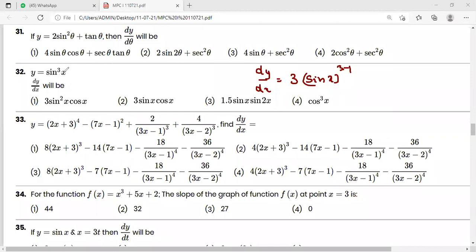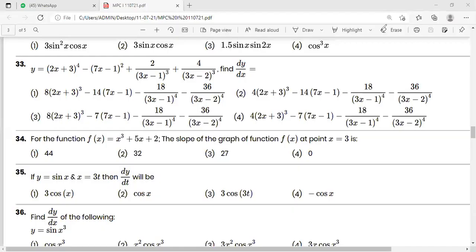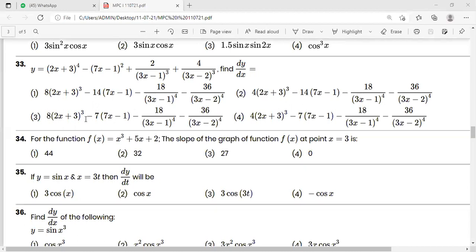What is the function here? Sin x is taken, x only here. For that, the derivative of sin x will be cos x. So finally, you will get here 3 into sin x whole power 3 minus 1, that is 2. That means sin square x cos x. So dy by dx will be 3 sin square x cos x. Question number 33.